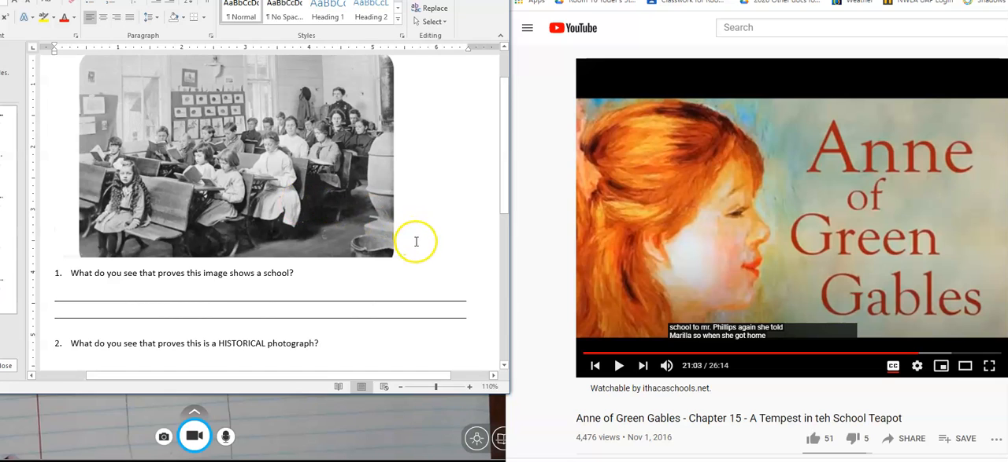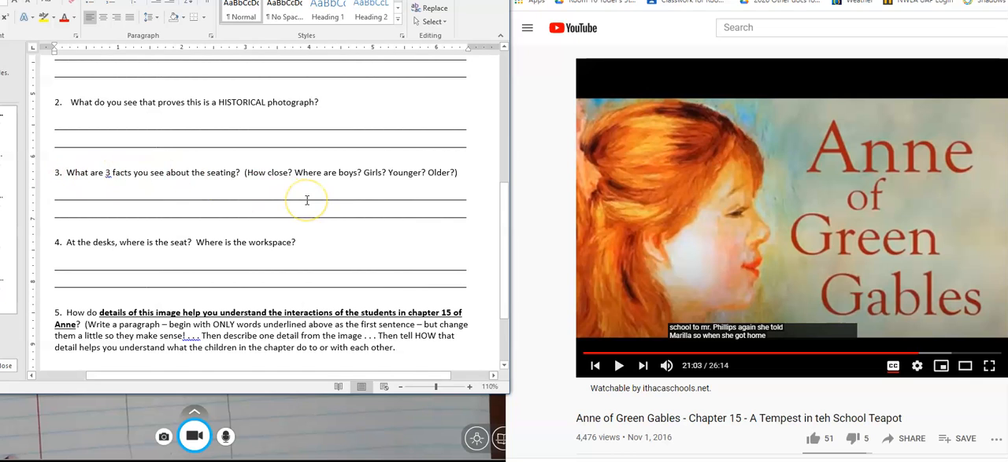Remember at the beginning of chapter 15, it talked about how Gilbert was pinning the long hair of Ruby Gillis to the back of her seat. Well, can you see how one of these boys, if there was a girl sitting in front of him, could reach forward and pin the hair right to the back of the seat.